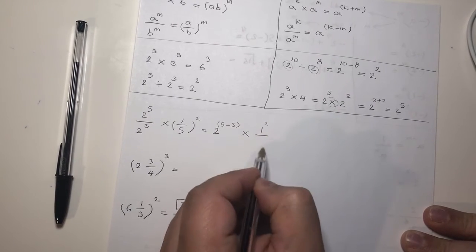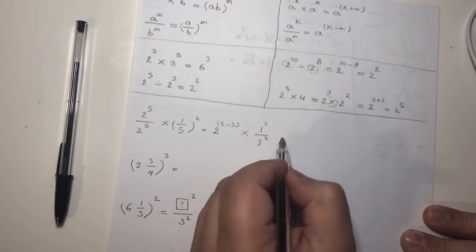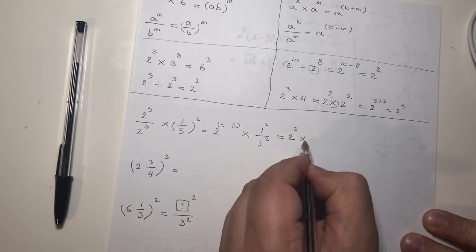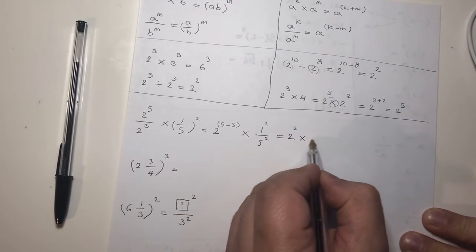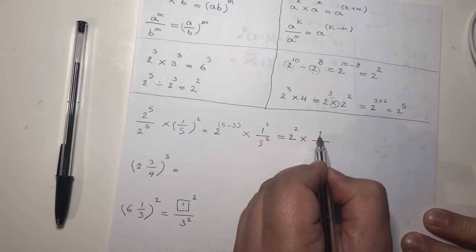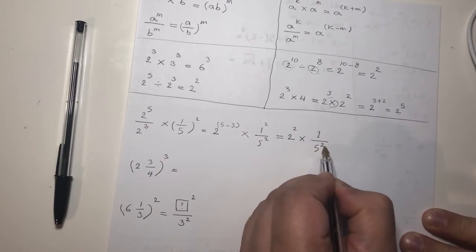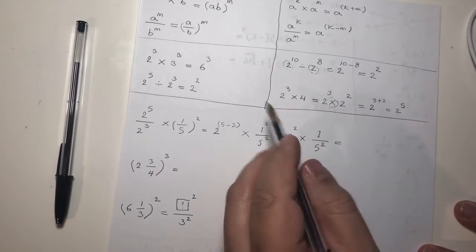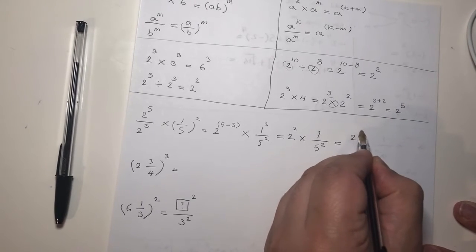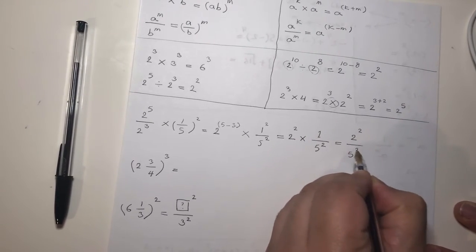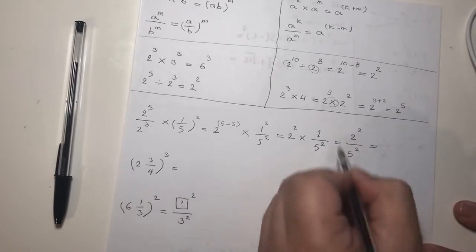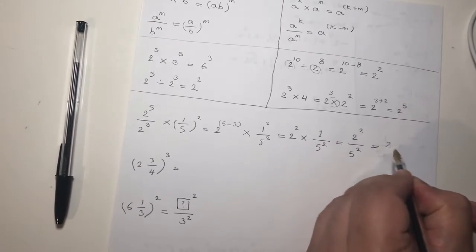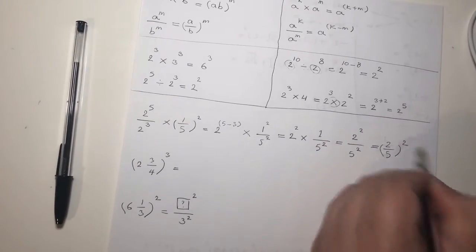1 to the power of 2 over 5 to the power of 2, right? So it would be 2 to the power of 2 multiplied by 1 to the power of 2, which is 1, over 5 to the power of 2. So now our question is this. Here we can simply write it as 2 to the power of 2 over 5 to the power of 2. And this one is similar to this situation here. So we can write it as 2 over 5, all to the power of 2.